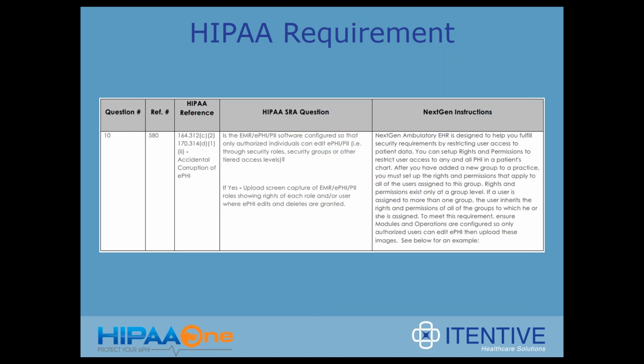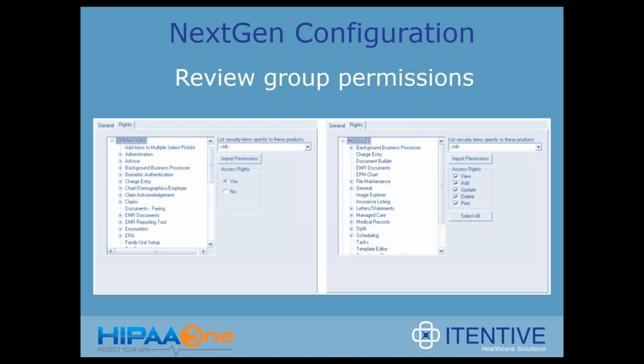So going back to the issue of least privilege, HIPAA requires that only authorized individuals be allowed to edit ePHI. And the way that we accomplish this in NextGen is through the use of group permissions. One point to remember here is that if a user is a member of multiple groups, they will inherit all of the rights and privileges of all the groups they are assigned to.